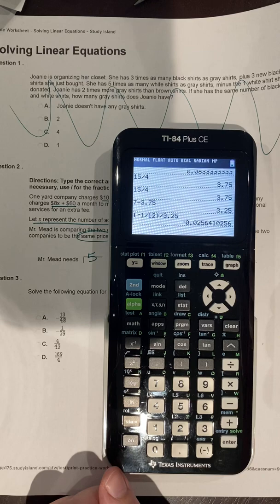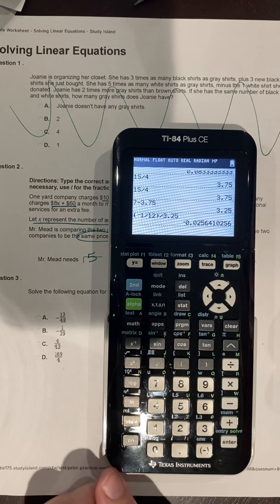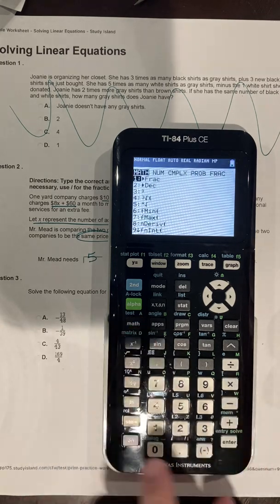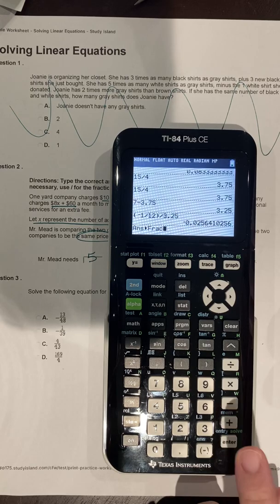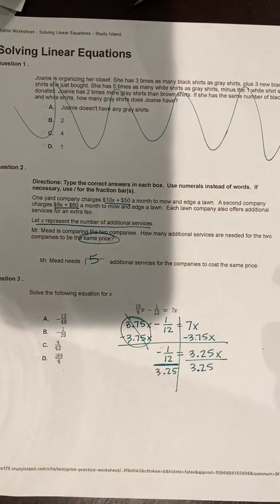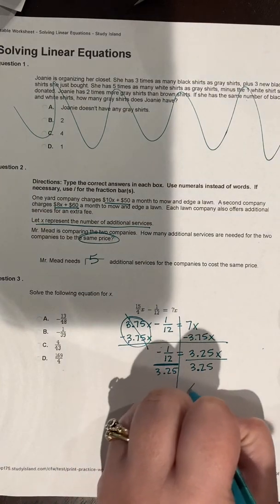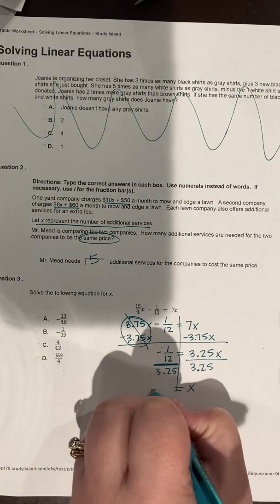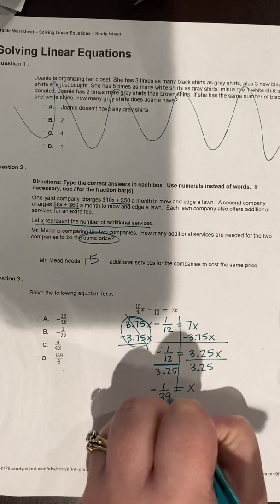Now to change that back into a fraction, we're going to hit math, we're going to hit enter, and we're going to hit enter. So that tells me that my answer, x equals -1/39.